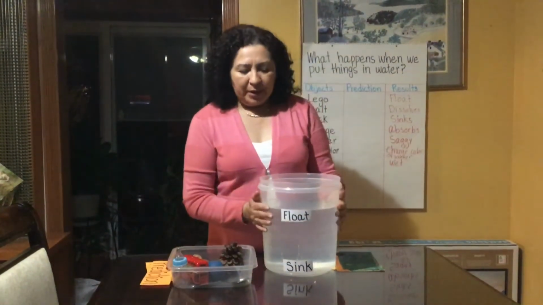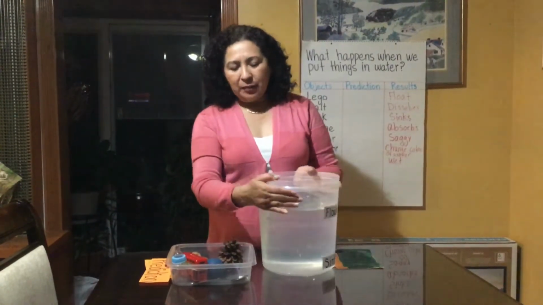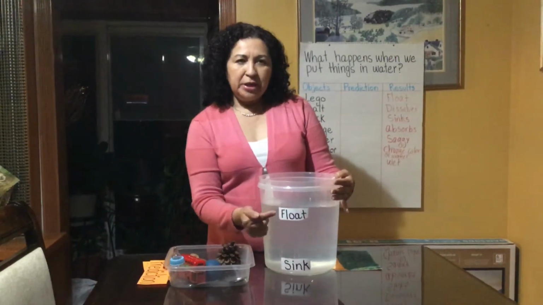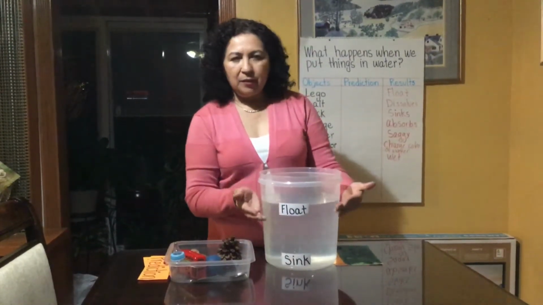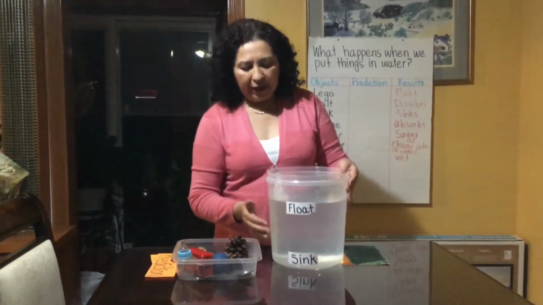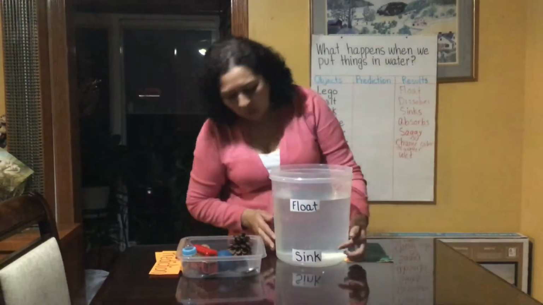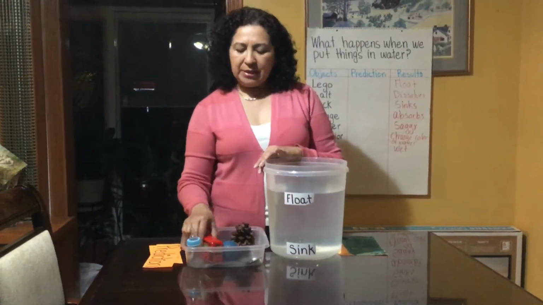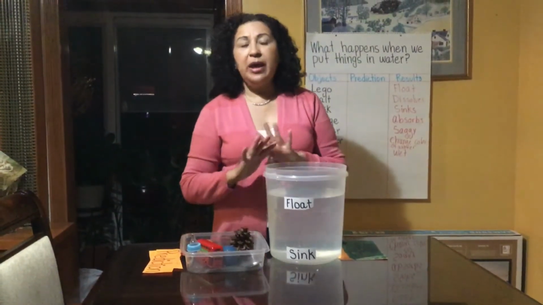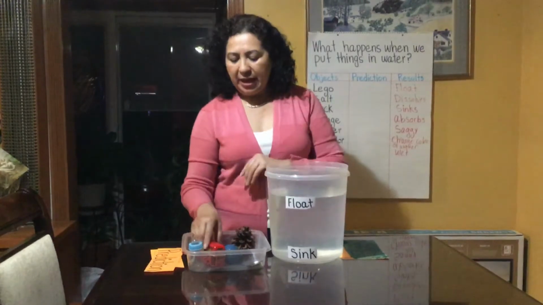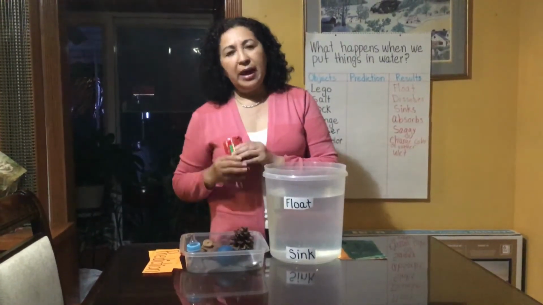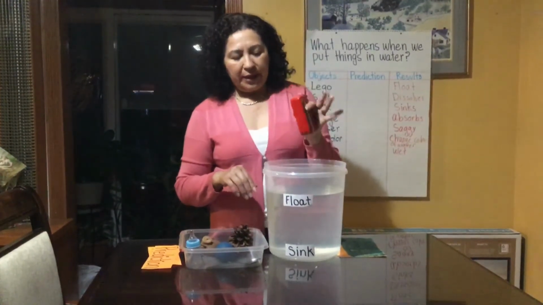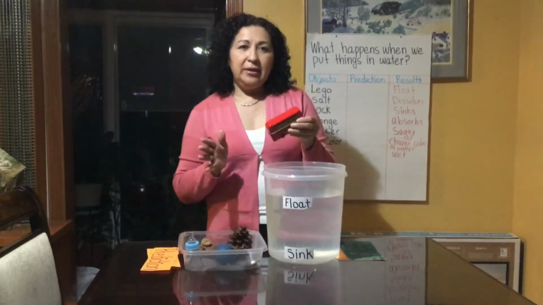For this experiment, we're going to need a bucket with water. See, I wrote the words over here. If the objects float, they're going to be on top here above the water. And if they sink, they're going to go all the way down the bucket. You can use any objects in your house, okay? Just make sure that the objects you use don't have any batteries, because when we put things with batteries in the water, they get damaged, okay?